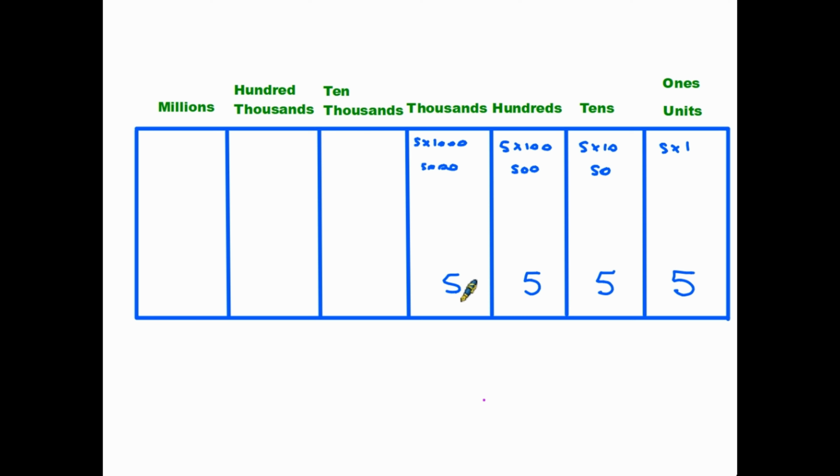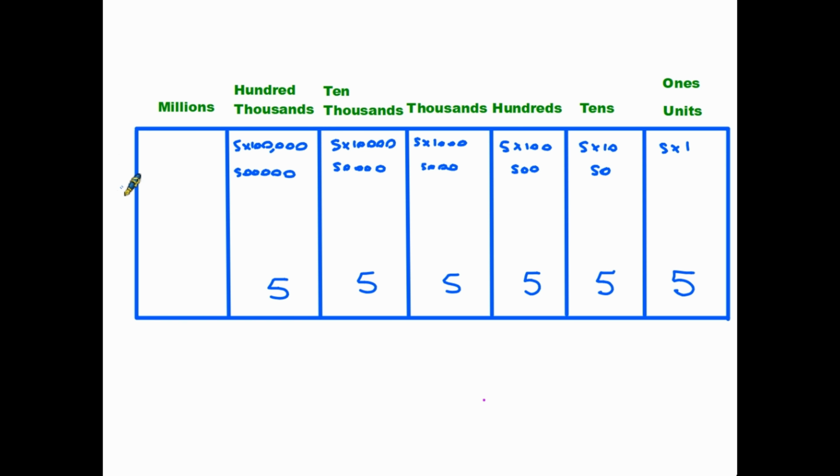So we now have 5,555. And let's continue to the end. 5 times 10,000 is 50,000. So this 5 is a 50,000. The next one is in hundred thousands. So 5 times 100,000 is 500,000. We now have 555,555. And the last column in this exercise, you can go further.